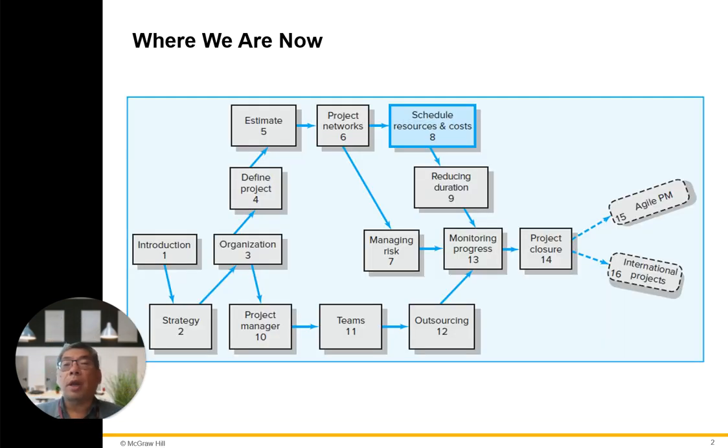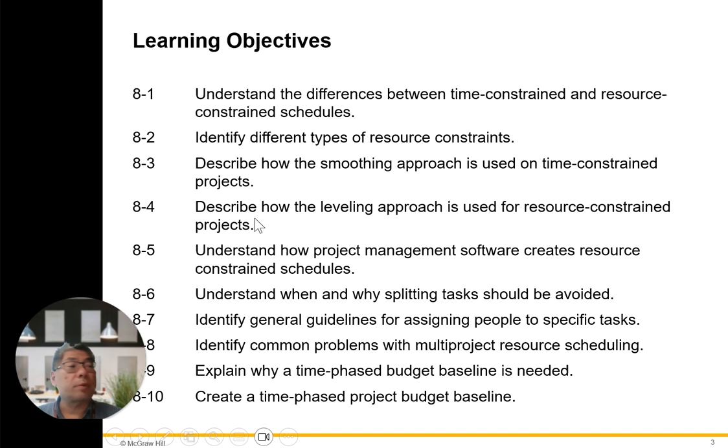Okay, this is where we are, at scheduling resources and costs. There are a number of 10 objectives. Let's start with the objectives first. What are the objectives?